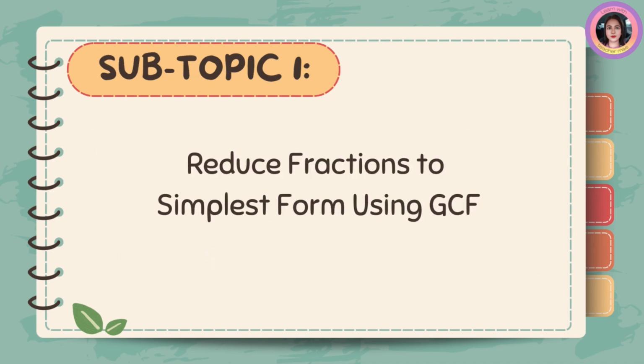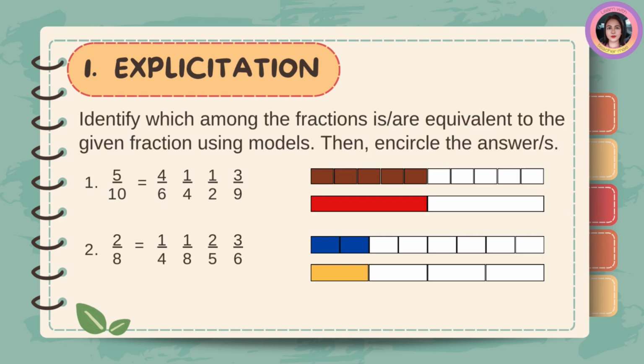Reduce fractions to simplest form using GCF. Identify which among the fractions is equivalent to the given fraction using models. Then, encircle the answers. Five tenths is equal to 1/2 and 2/8 is equal to 1/4.